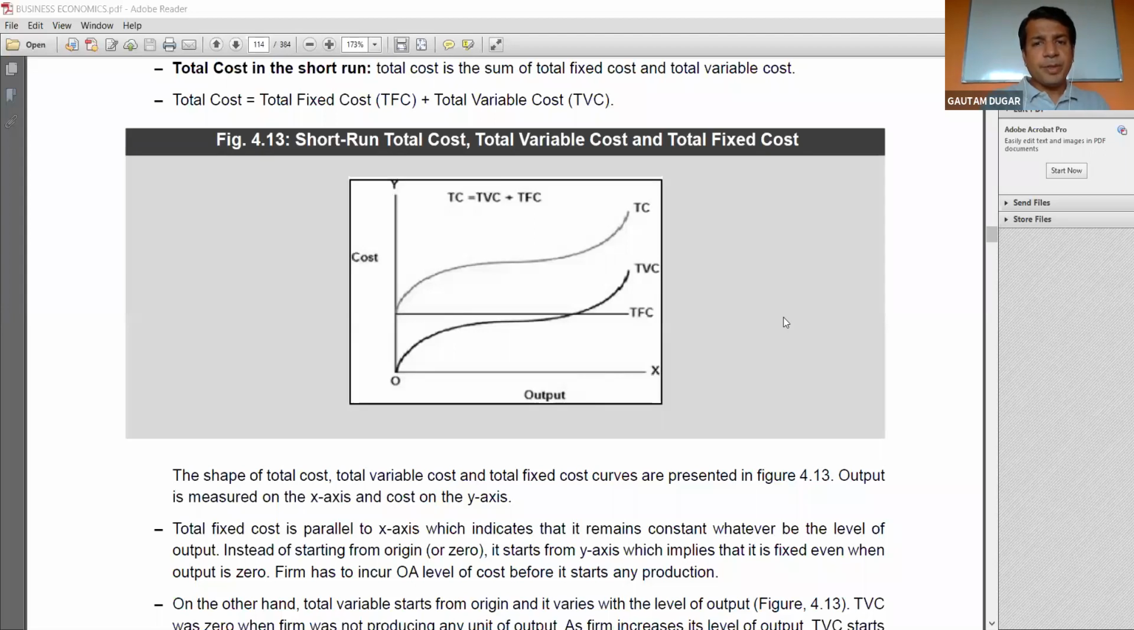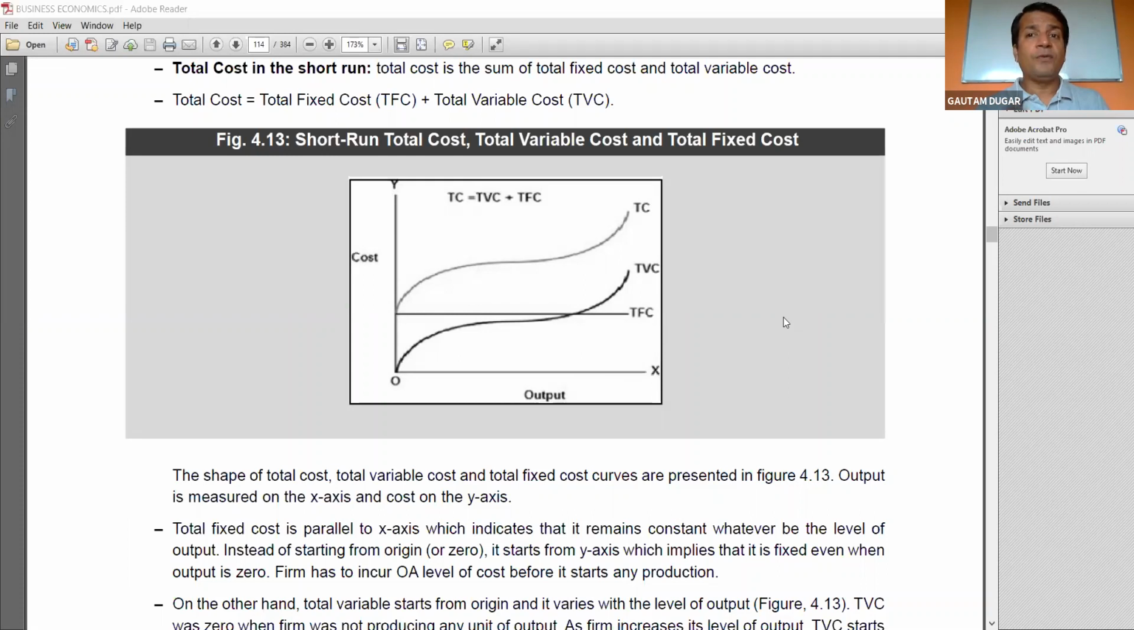You just see on the diagram, the total fixed cost curve is a horizontal straight line. Total variable cost starts from the origin and is constantly increasing, but it is an inverted S. Now remember one thing, total cost starts from the point TFC and it's increasing constantly. It's parallel to TVC. You see at every point, the vertical distance between TVC and TC is constant. Why is it constant?